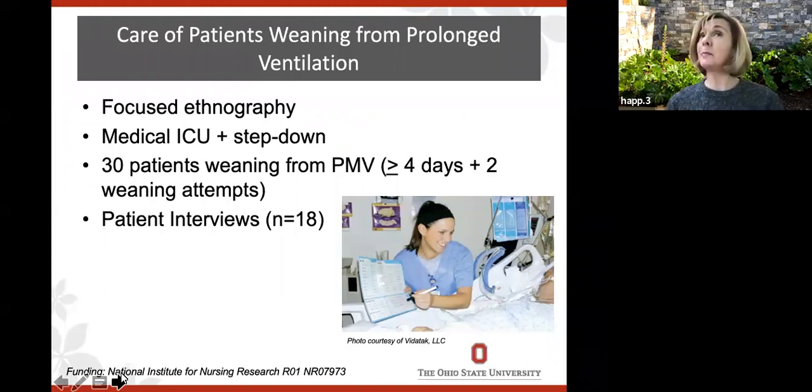There are a couple of limitations to that, limitations in terms of recall, as well as distance from the event and changes in how the event is perceived. So we were really interested in the in-the-moment experience and perceptions of the patients, and we were able to do that for 18 out of 30 patients using these techniques.